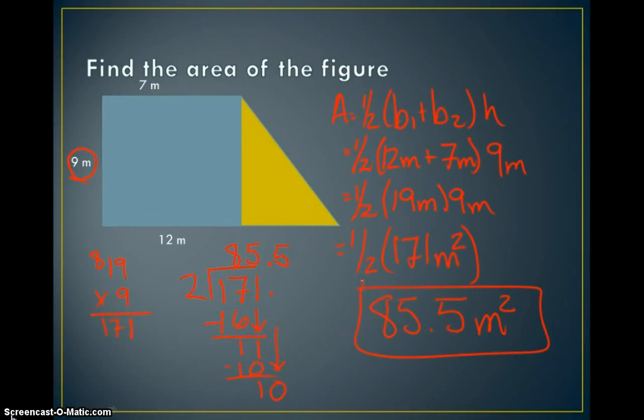And what this tells me is I can fit 85 full boxes, full squares, inside this shape, along with an extra half box. And you can see this is a lot faster than if I would make 1 by 1 boxes and fill it up and count them the entire time.